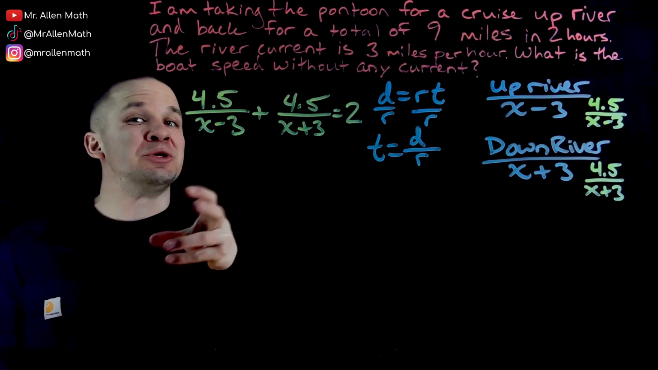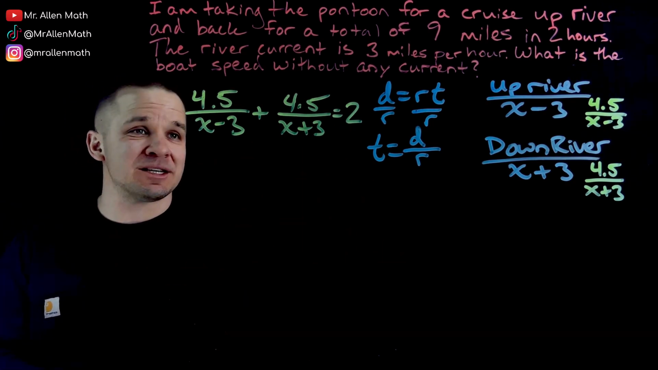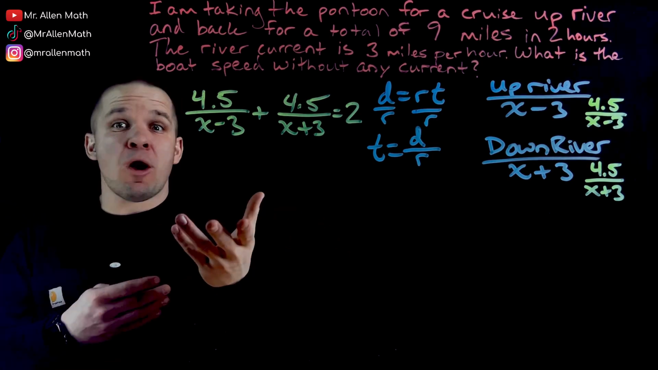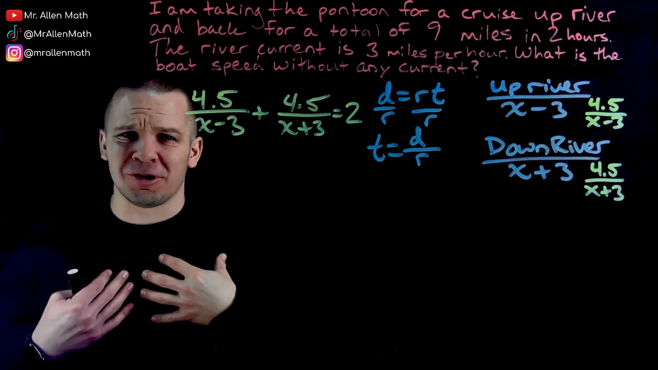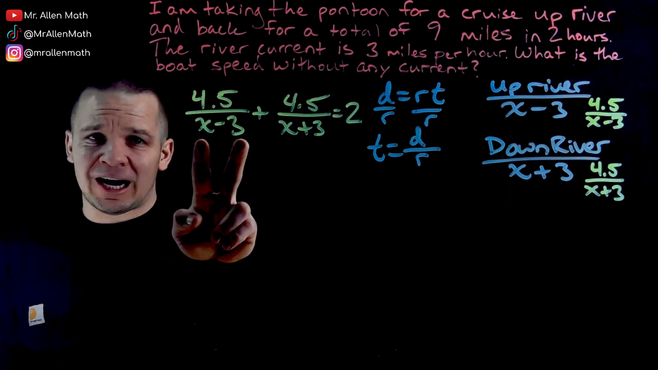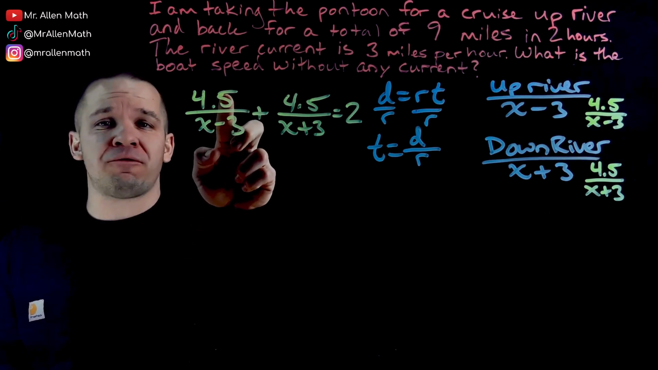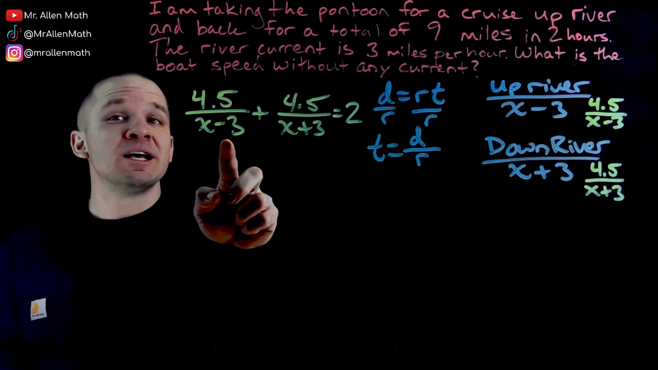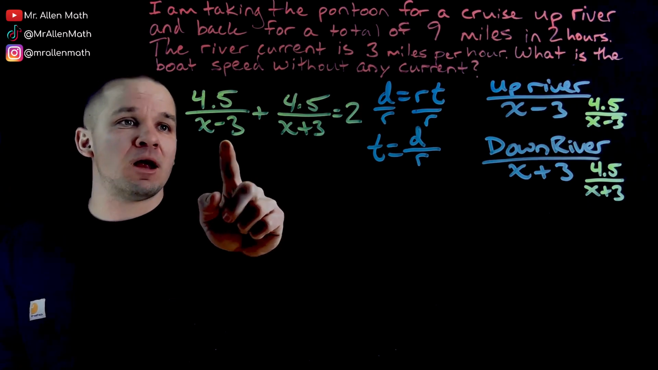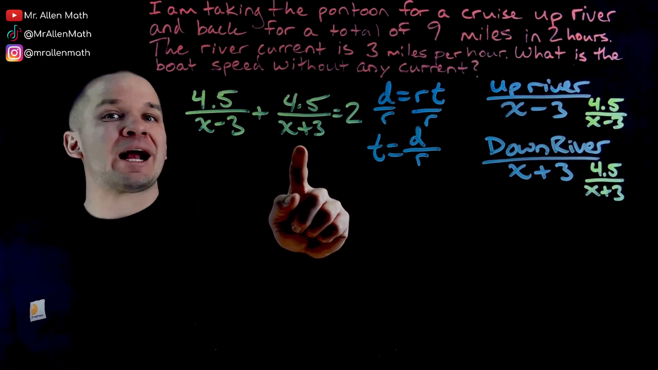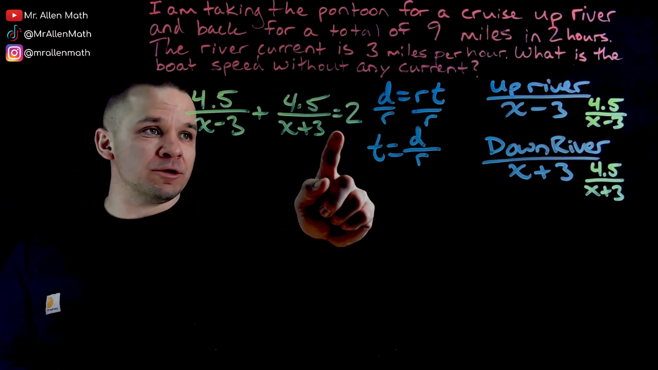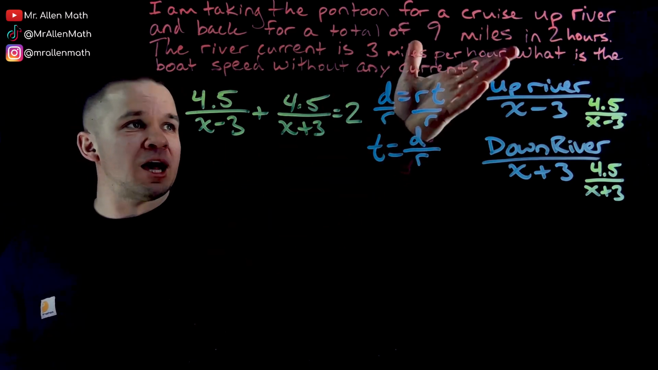So we have our time plus our time equals the total time. You can see how we have all these units together. And there's different ways of setting this thing up. But hey, this is pretty dope. Rational equation. I love rational equations, right? So again, we have our time going upriver: our distance, 4.5, divided by our rate, is equal to our time that we took to get up there. Then our time to go back downriver equals 2, total amount of time, 2 hours.